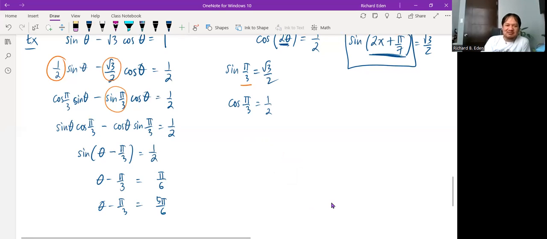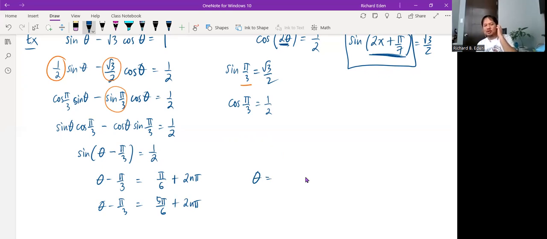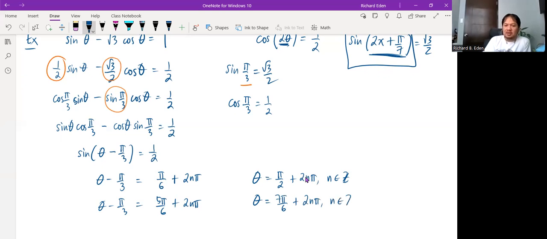But there's no interval mentioned, so this would have to be plus 2n pi, where n is an element of Z, only in the final answer. So theta is equal to pi over 3 plus pi over 6. What is that? 1/3 plus 1/6 is 1/2, so pi over 2 plus 2n pi, n an element of Z. Or the next one, pi over 3 plus 5 pi over 6, which is 7 pi over 6 plus 2n pi, n an element of all integers.